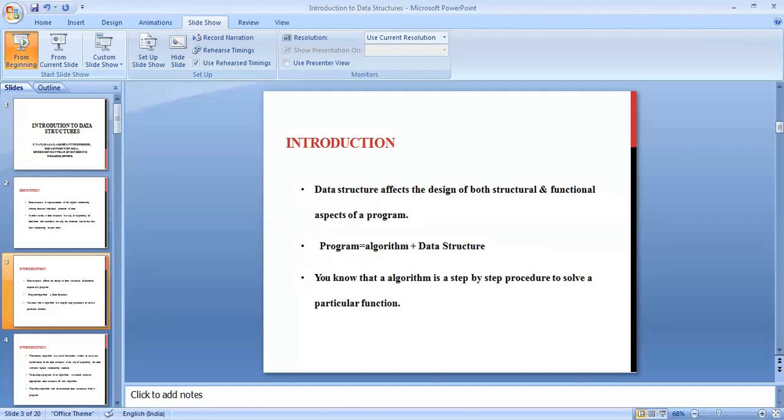So here, in every slide, they simply concentrate on two things. One is, without a data structure there is no meaning of a program, and if you have a data structure, we additionally need an algorithm also. So when you combine both algorithm and data structure, then only you will have a meaningful structure. So that is a program.